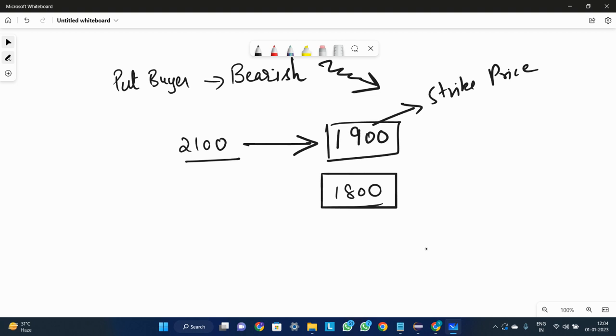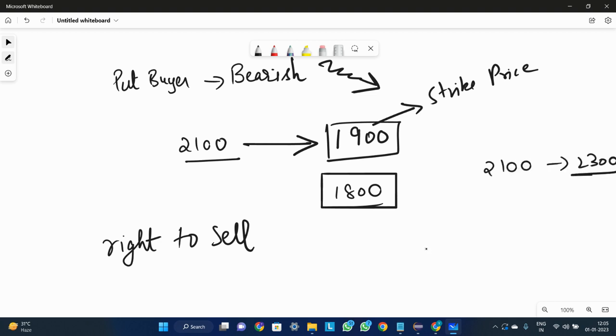So, a call buyer is somebody who wants to have the right to buy his asset at a lower price than the market price. But a put buyer is somebody who wants to have the right, not the obligation, but the right to sell his stocks at 2100, at a higher price relative to the trading market price. So he has the right to sell, right? What if the market goes up to 2300? It's the opposite. Then he'll be at a loss.